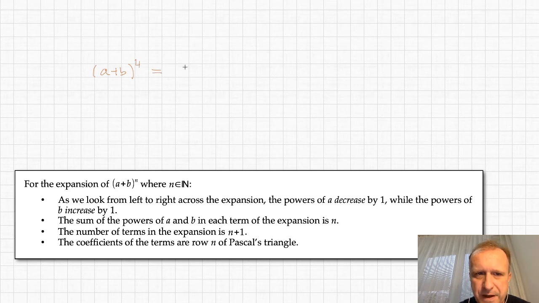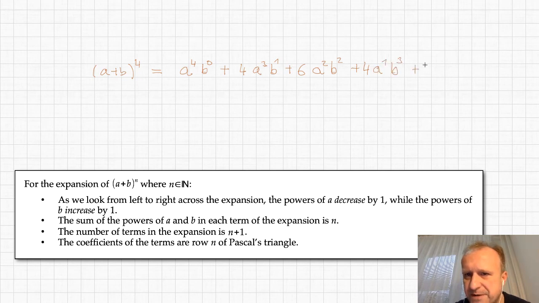So let me write again a plus b to the power of 4. It was a to the power of 4 times b to the power of 0 plus 4 times a to the power of 3 b to the power of 1 plus 6 times a to the power of 2 b to the power of 2 plus 4 times a to the power of 1 b to the power of 3 plus 1 times a to the power of 0 b to the power of 4. This was the expansion. I can write the coefficients here.